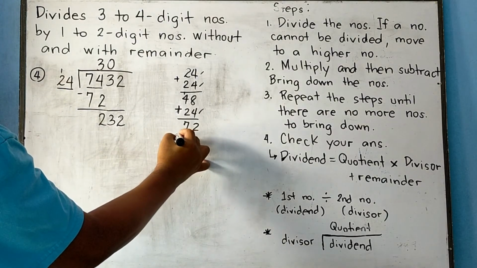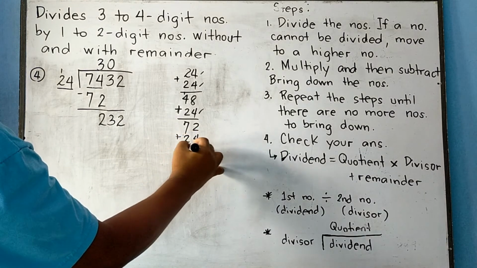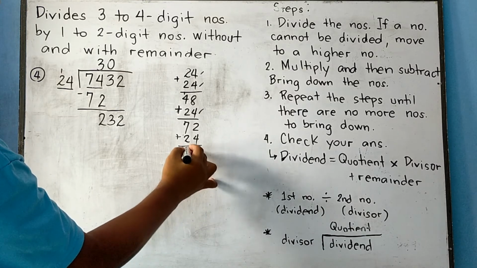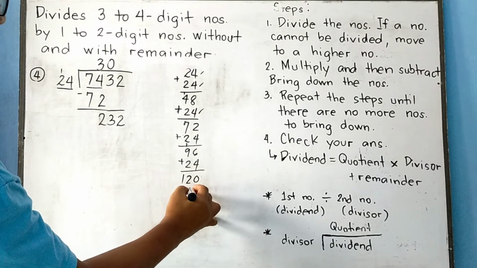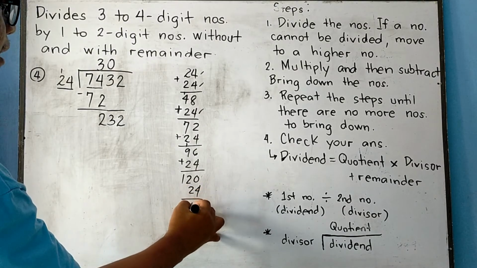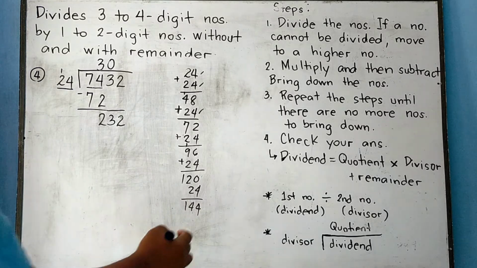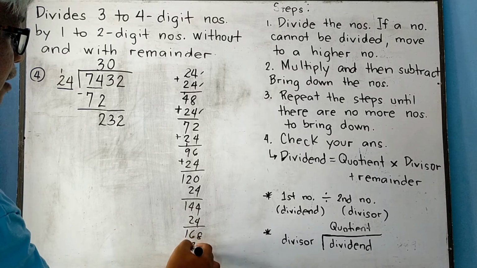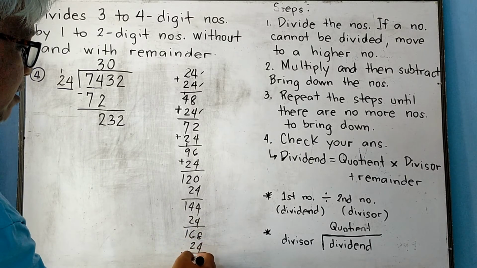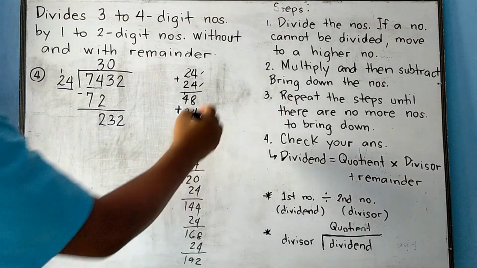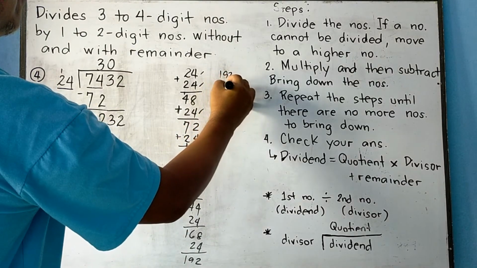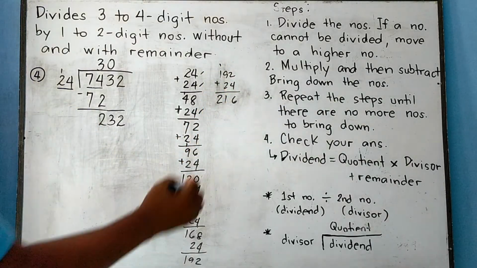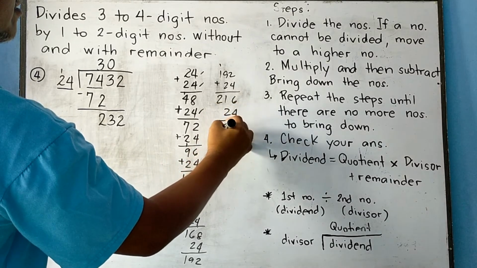So let us continue doing this. So plus 24, we have here 96. Plus 24 again, so we have here 10, carry 1, and then 12. Plus 24 again, it's 144. And then plus 24, so we have here 168. And then plus 24 is 192. And then from 192 plus 24, we have here 6, 11, carry 1. So it's 216 plus 24, of course, is 240.